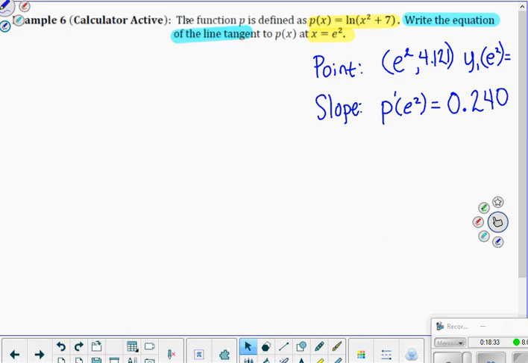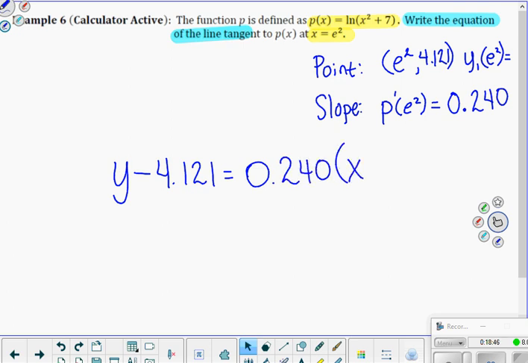So I have my ordered pair, y minus 4.121 equals, I have a slope, 0.240 times an x value, x minus e squared was our x value. And there's our equation of our tangent line. Sweet.